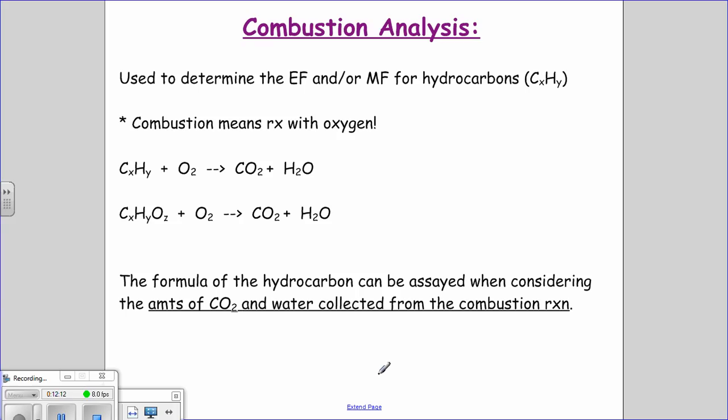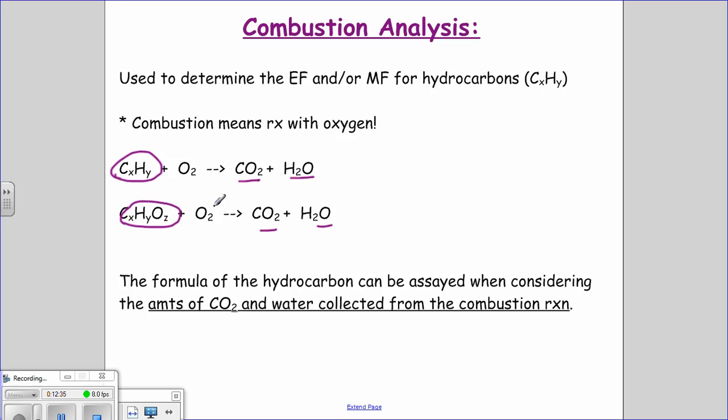Alright, so for combustion analysis, you have to know that in combustion we always have a hydrocarbon reacting with oxygen. And if you get into your independent study with organic chemistry, you'll get a lot more information about hydrocarbons. When we react with oxygen, we always make carbon dioxide and water. Doesn't matter if it's a hydrocarbon with just carbon and hydrogen or a hydrocarbon with carbon, hydrogen, and oxygen.